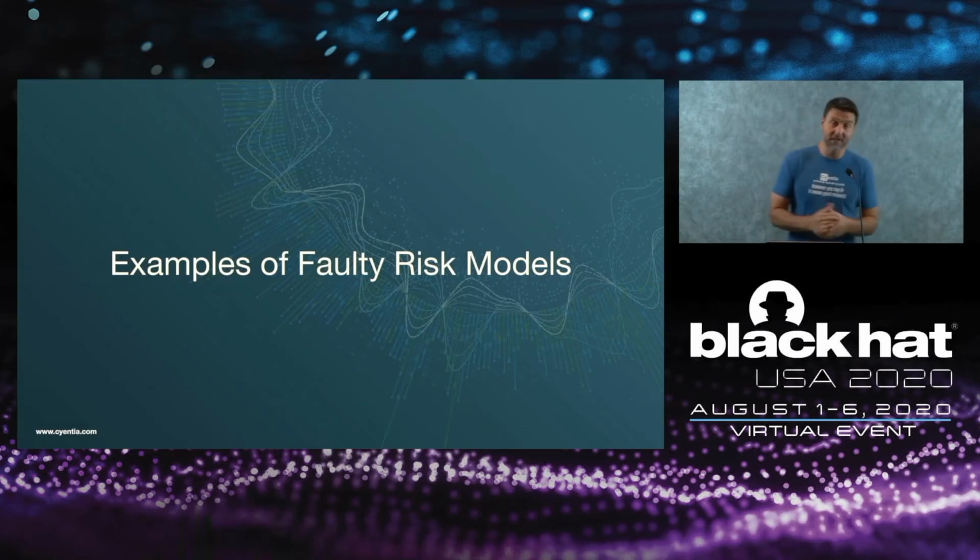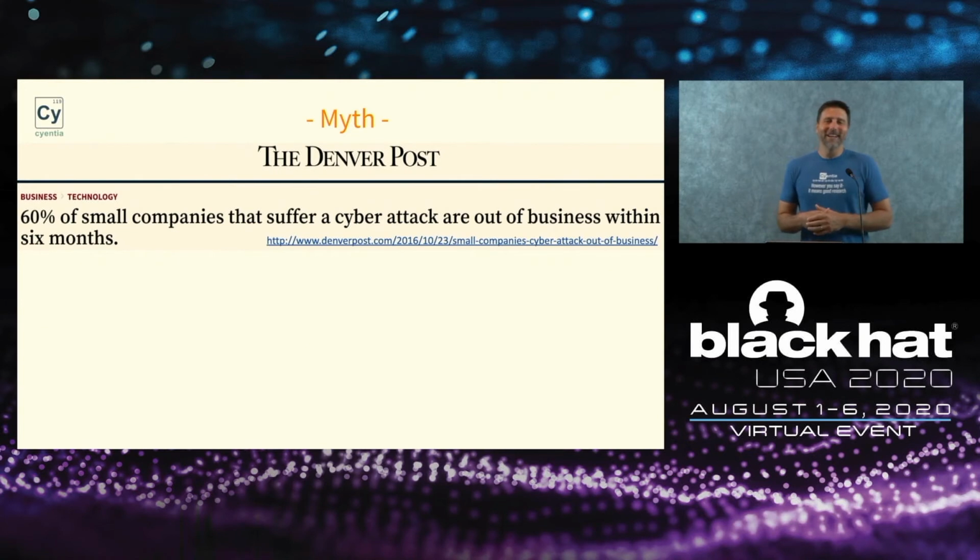So before we begin, this is a talk on bad policies that result from faulty risk models, so it makes sense to give some examples of what we're talking about with faulty risk models. Here's a headline that caught my attention a few years ago: 60% of small companies that suffer a cyber attack are out of business within 6 months. That sounds pretty dire, right?